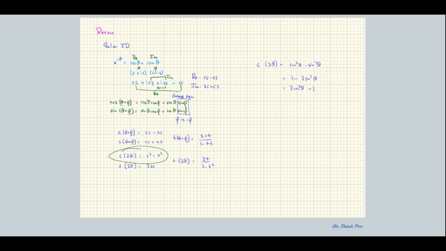The basic idea here is fairly simple. Use the C plus IS to get the sum and difference formulas. You let theta equal phi to get the double angle formulas. And then you look at the three different forms of the double angle for cosine.